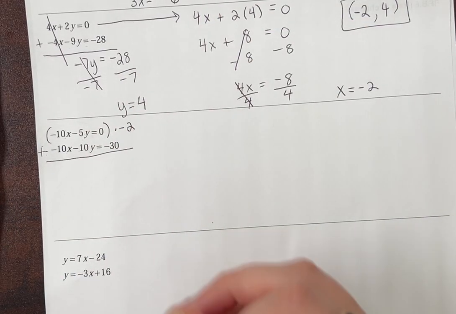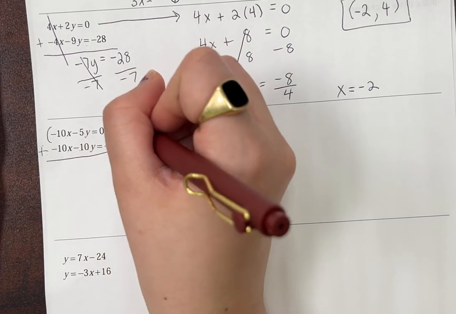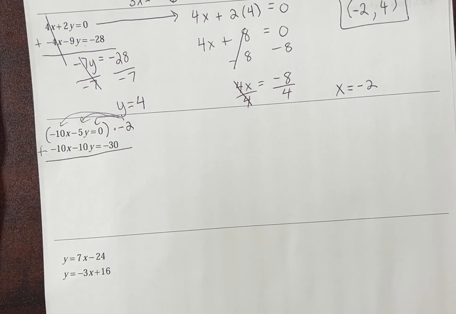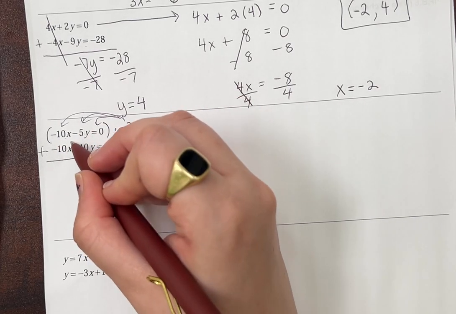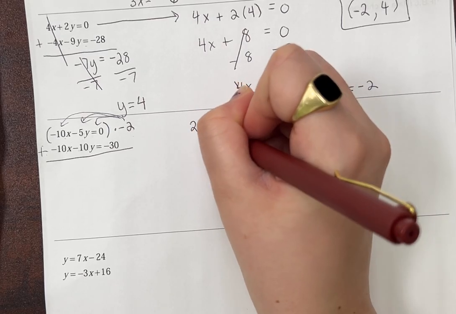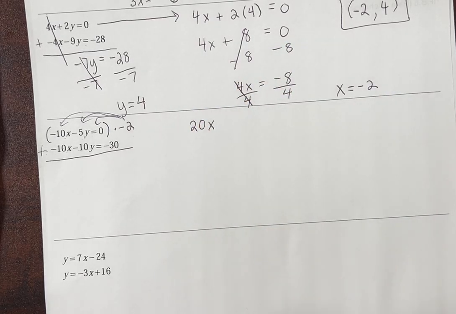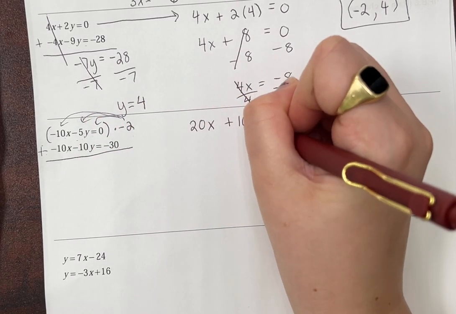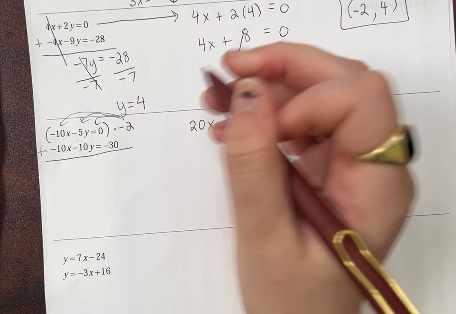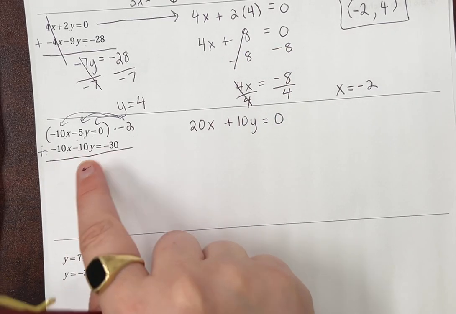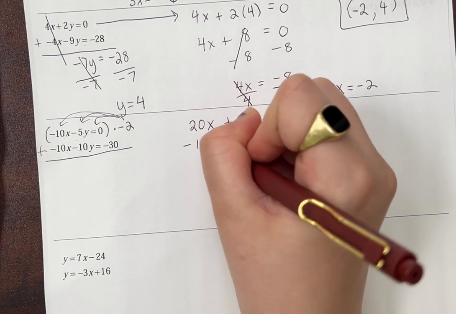But let's rewrite it. Remember, you've got to do the whole thing. You've got to distribute across the whole thing, otherwise it's a completely different line. I have negative 10x times negative 2, which is positive 20x. I have negative 5y times negative 2, which is positive 10y. And then 0 times negative 2, that's just 0. And then this remains unchanged, so I'm just going to put it right underneath it.